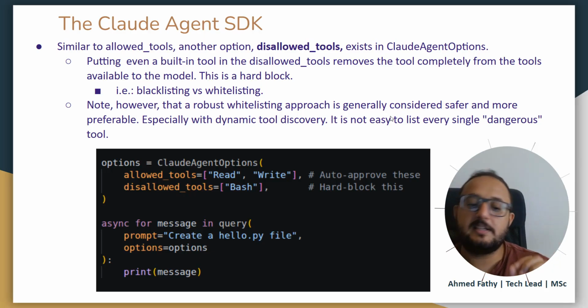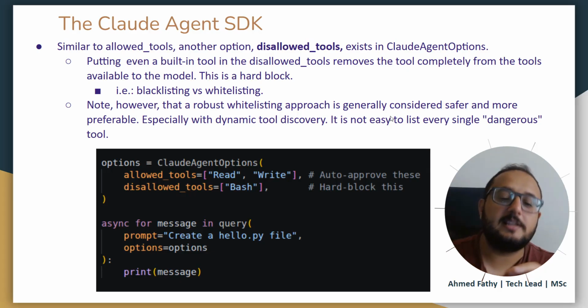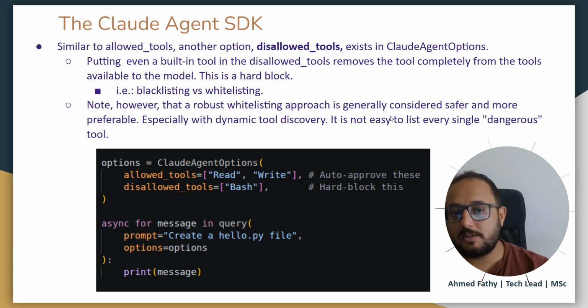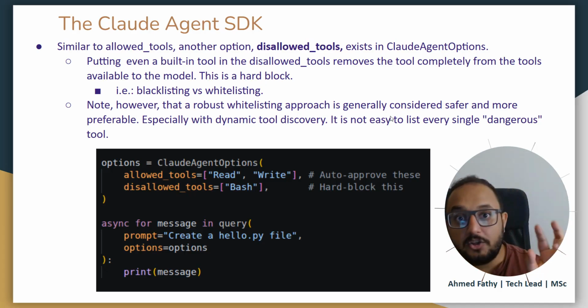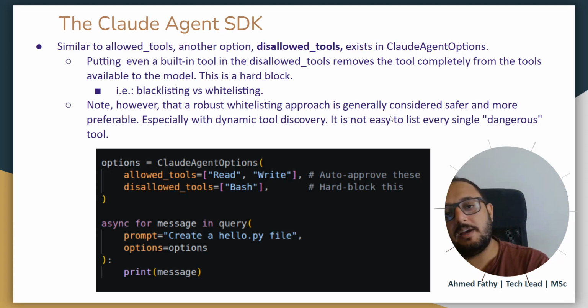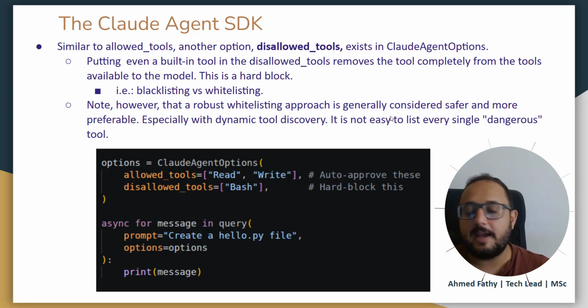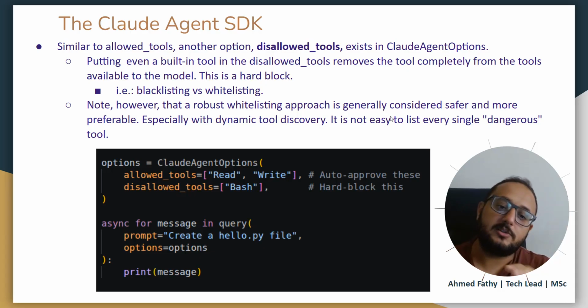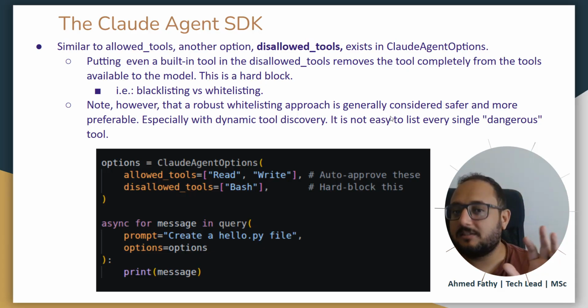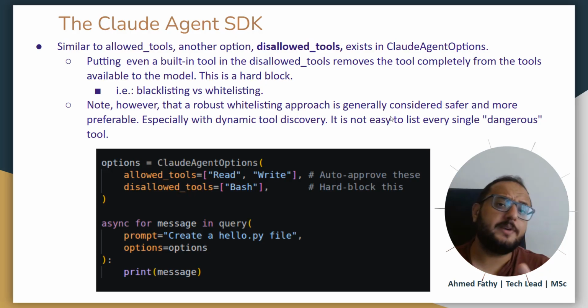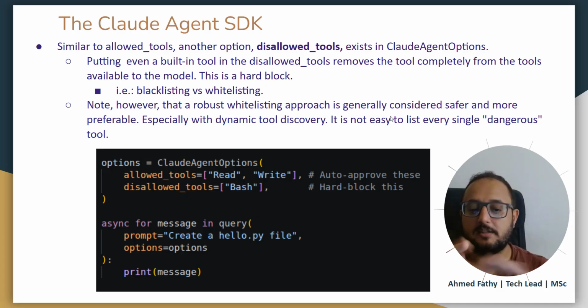It is not easy to list every single dangerous tool, and this specific point actually is a key point to answering the original question. Because you might be tempted to put the dangerous tools like Bash, for example, into the disallowed tools list. This is not super bad, but it's also not the best. Especially if you have dynamic tool discovery, you might have another tool that is even more dangerous than Bash, and you can't really keep just manually putting all the dangerous tools in the disallowed tools list. This is not very good or not very robust. So really, generally prefer whitelisting tools over blacklisting tools.